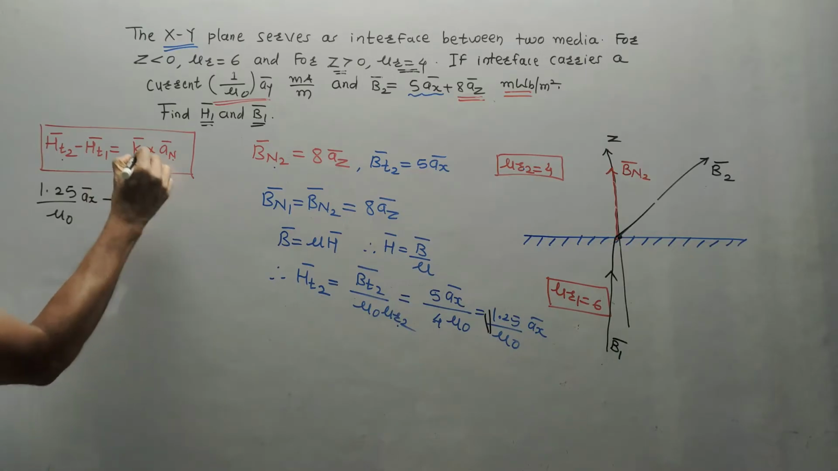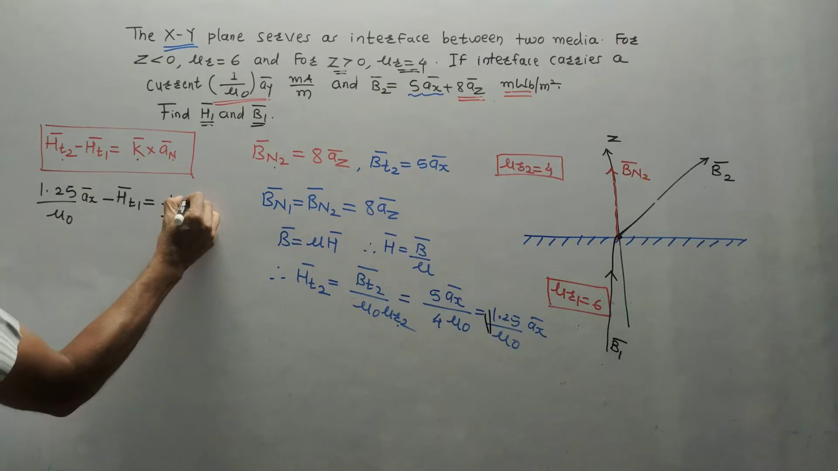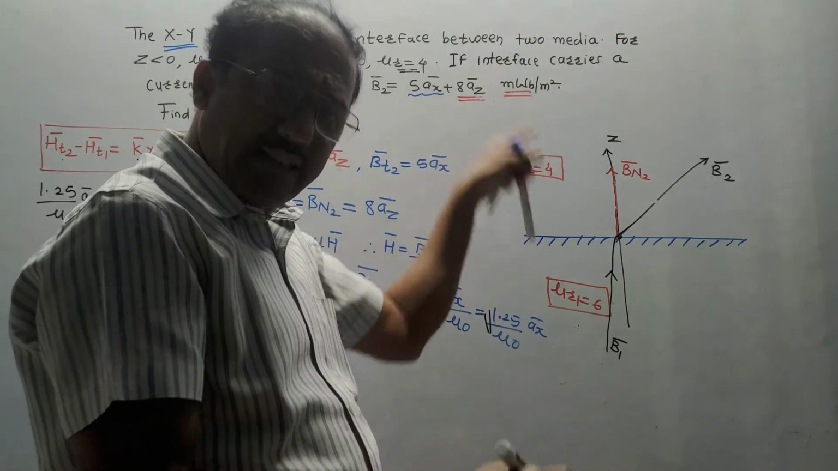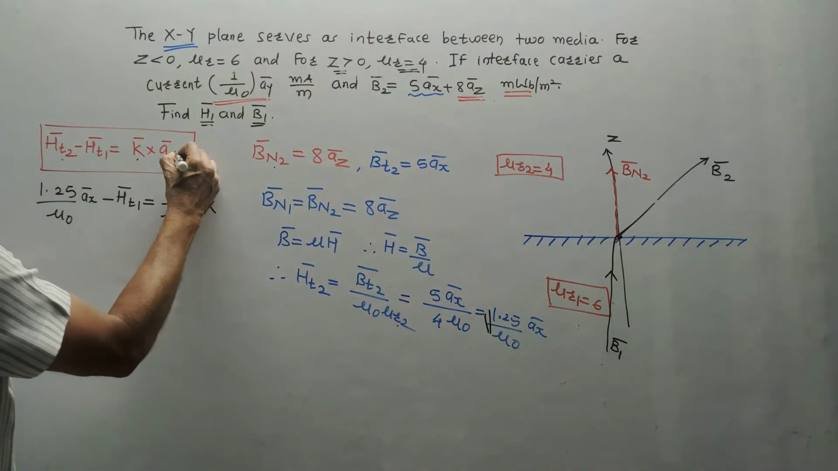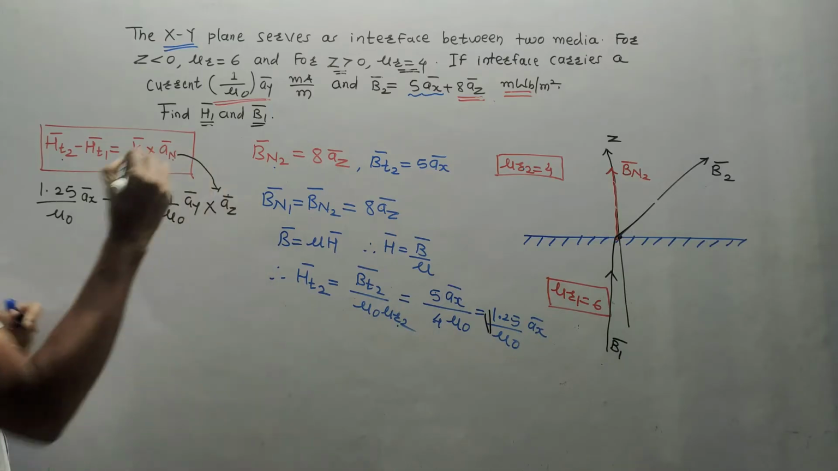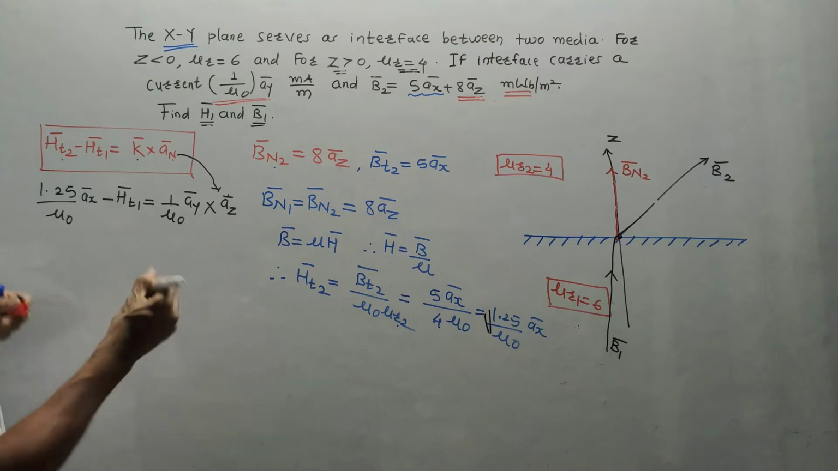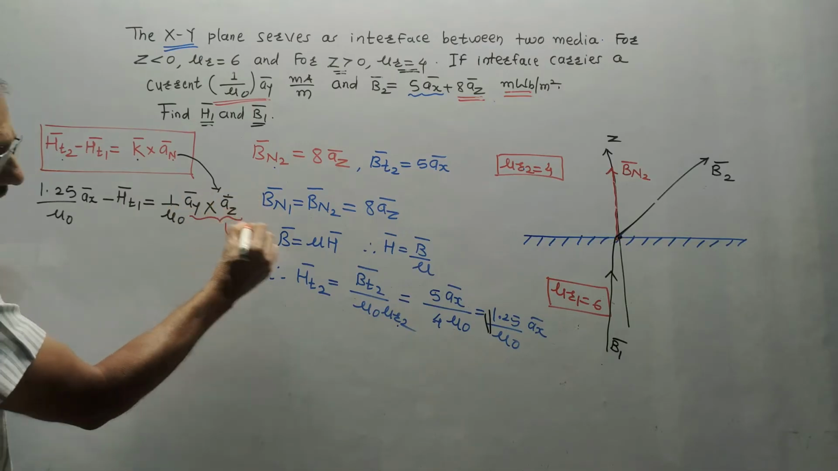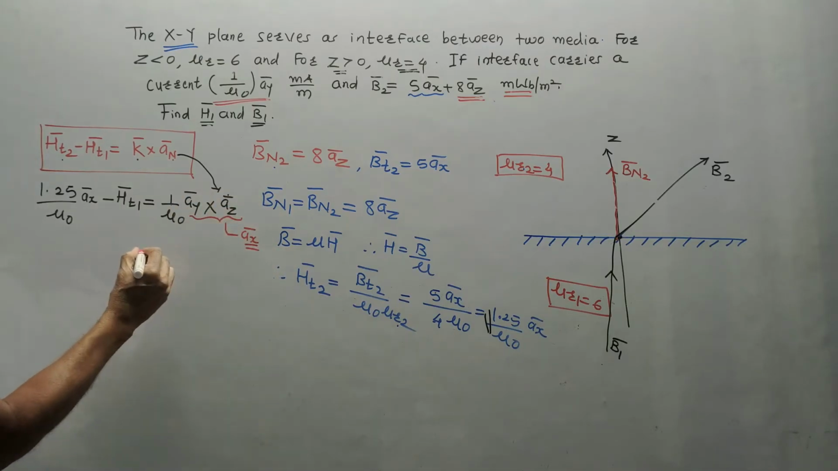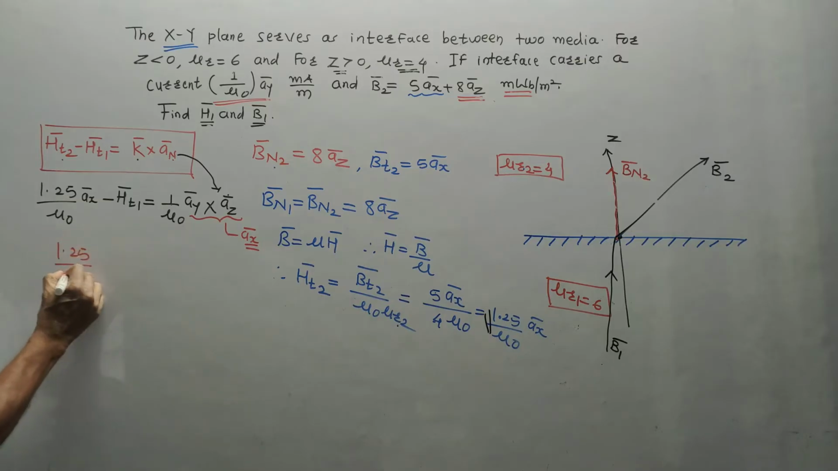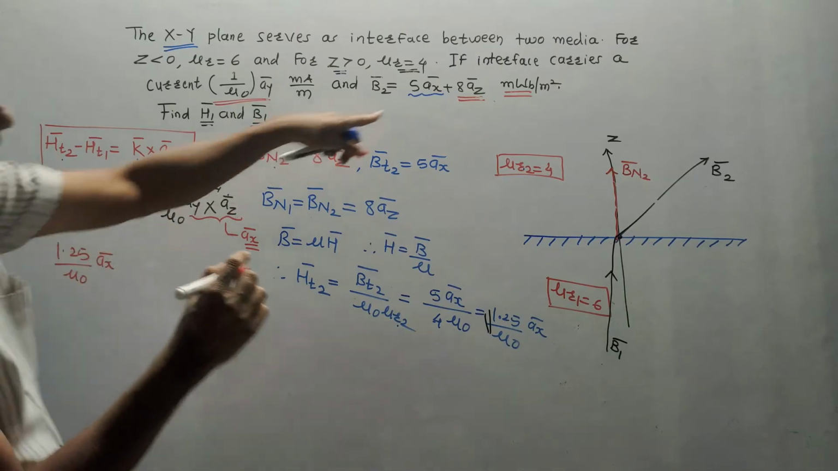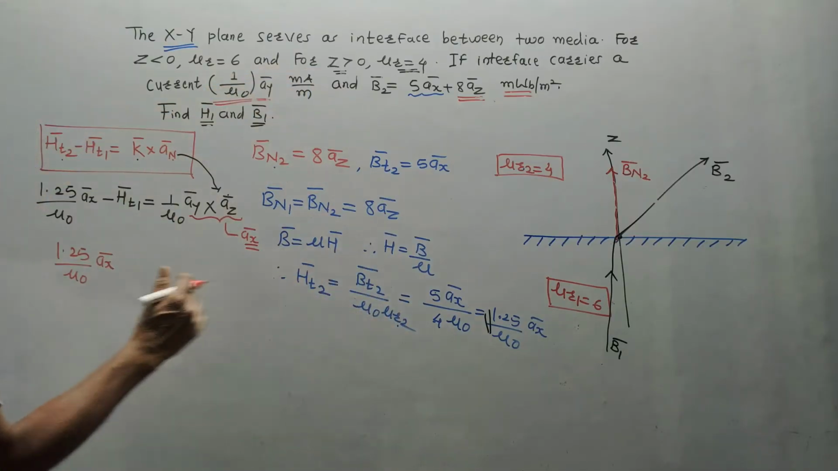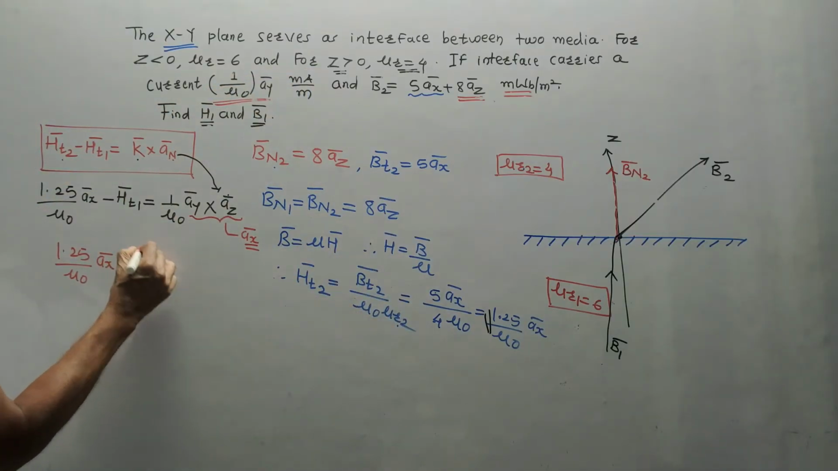I am keeping it as it is. K bar is the given value of current density, 1 by mu 0 AY bar, cross AN bar. As I mentioned, AN bar is always along the z-axis as per this diagram, so AN bar is the same as AZ bar. The remaining part is AY bar cross AZ bar. The cross product of AY bar and AZ bar is AX bar. So I can write the next equation as 1.25 by mu 0 AX bar. Do remember, this unit is milliweber, and the value of this current density is in milliampere, so I am not making any conversion. Minus HT1 bar, which I am keeping as it is.